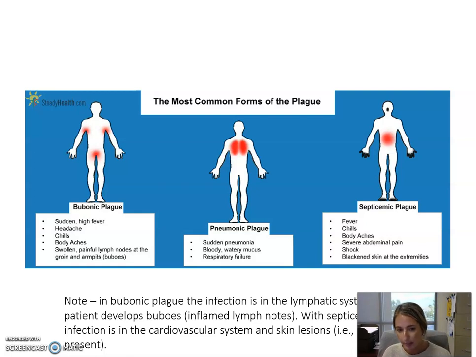And then there is pneumonic plague. Pneumonic plague is when the bacteria get into the lungs and cause excessive inflammation. Ultimately, that affects breathing and can often be deadly. With this, it would be a very serious form of pneumonia.